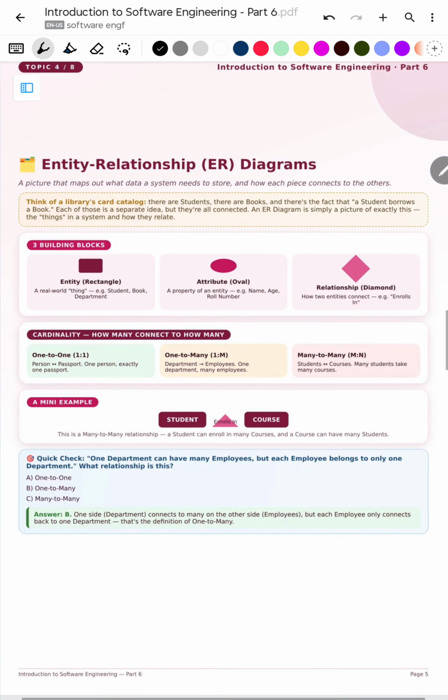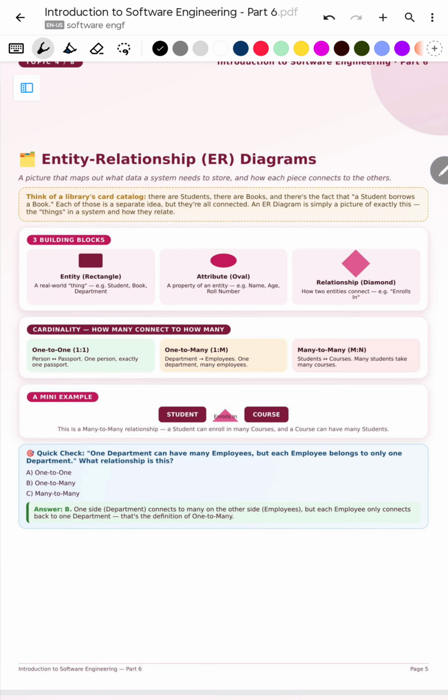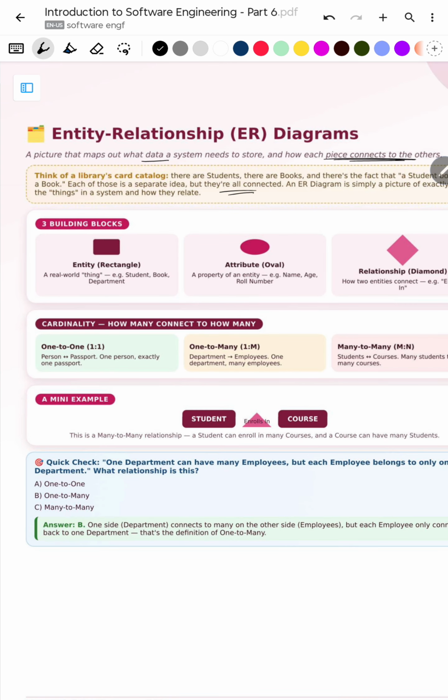Let's go to the next topic, which is ER diagrams, or entity relationship diagrams. This is a picture that maps out what data a system needs to store and how each piece connects to the others. Let's use an analogy: think of a library's card catalog. There are students, there are books, and there's a fact that a student borrows a book. Each of these is a separate idea, but they're all connected. An ER diagram is simply a picture of exactly this: the things in a system and how they relate. An entity is given by a rectangle.